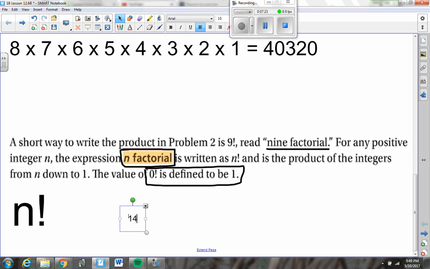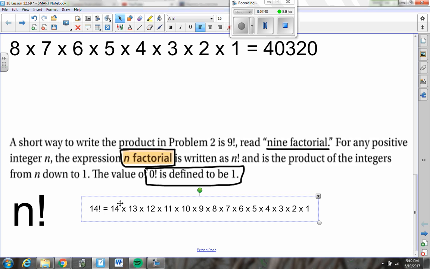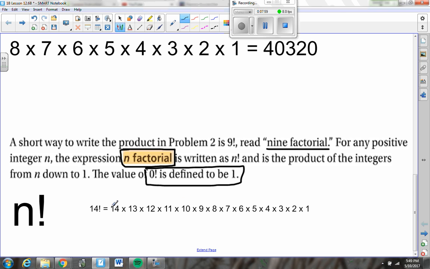So, for example, 14 factorial is a very, very, very large number. It equals 14 times 13 times 12 times 11 times 10 times 9 times 8 times 7 times 6 times 5 times 4 times 3 times 2 times 1. And it ends up being a very, very massive number. I'm not going to make you do it. It's almost too big for the calculator. It's in the billions. So factorial is a nice way to write all of this together, right? Instead of writing all of this out, I can just write 14 factorial and I'm done.